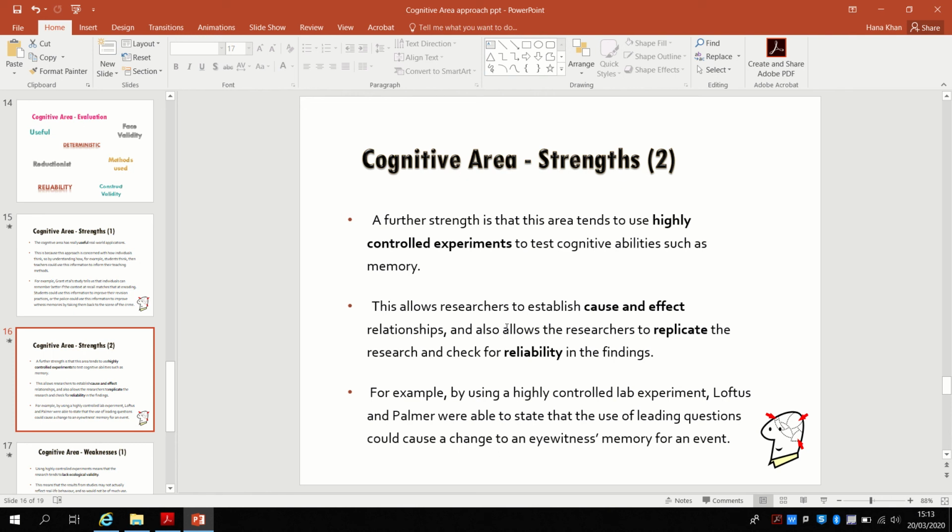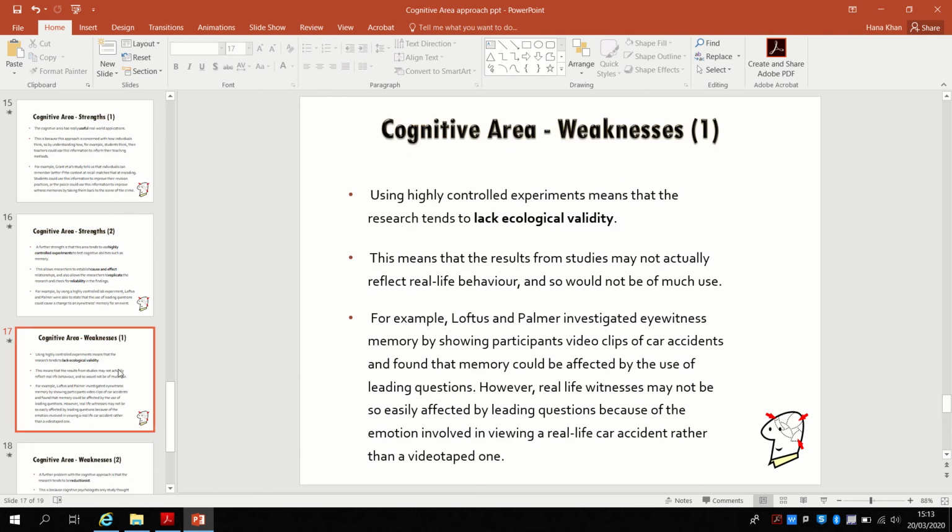For example, Loftus and Palmer used a lab experiment, which shows that we could probably actually repeat Loftus and Palmer's experiment if we wanted to. Again, please pause and write it down.